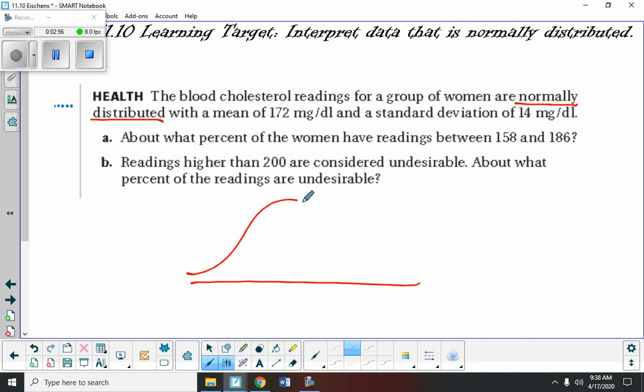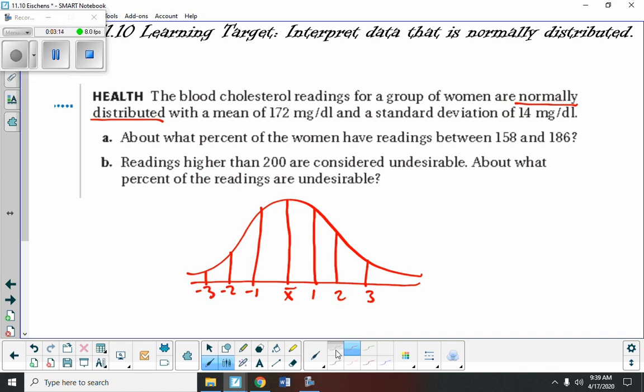All right, so we're going to do what we just did. Here's your x bar, that's your mean. Do your standard deviations: 1, 2, 3, minus 1, minus 2, minus 3. Fill in the numbers. So this is 34%, 13.5, 13.5, and the more you do, you'll get this memorized. 2.35, 0.15, 2.35, 0.15.